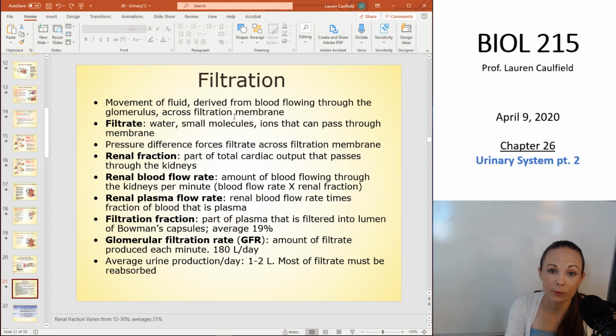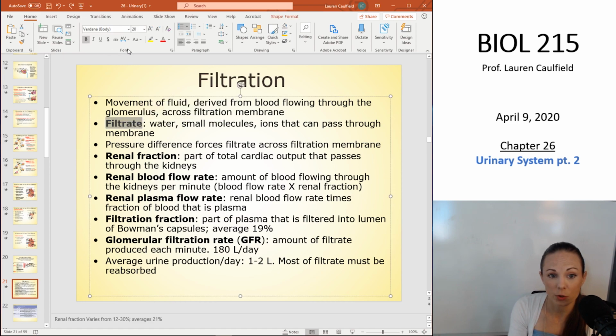And we're going to go through each stage of urine production individually. So we're going to start with filtration. Again, I want you to visualize that renal corpuscle, including our Bowman's capsule and our glomerulus, as well as the filtration membrane that's allowing for this filtration to happen. Some key words you want to be familiar with: filtrate. Filtrate is the product of that filtration.